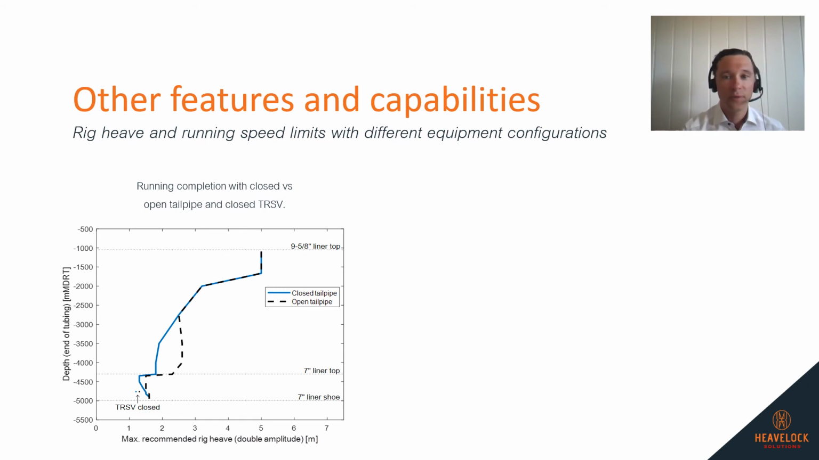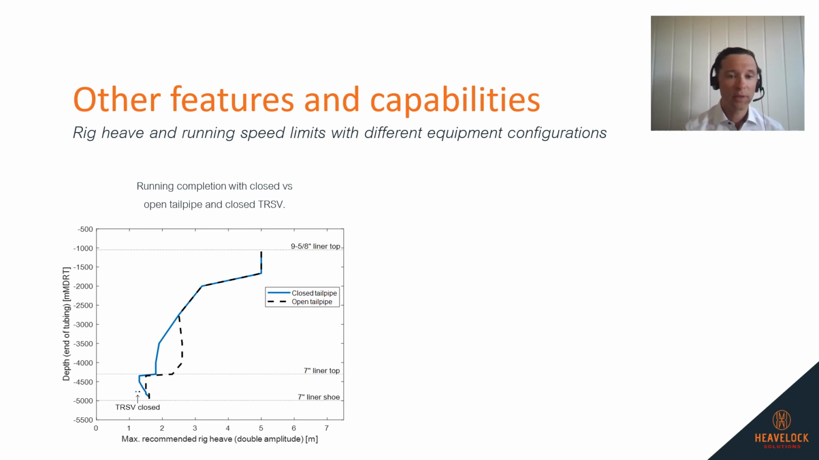And there are other features and capabilities of our software as well. It's very precise. So here to the left, for example, you can see a calculation of dynamic rig heave, so how much rig heave your well can take at different depths for running a completion with closed tailpipe and open tailpipe. And there is a difference in how much rig heave your well can take, because then there is less volume with a closed tailpipe being able to take up those pressure fluctuations.